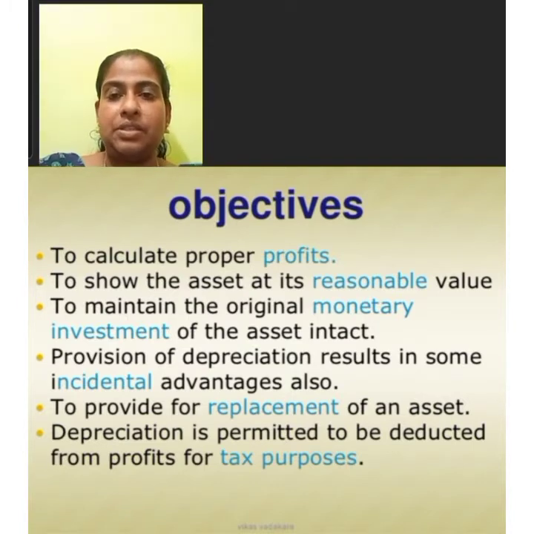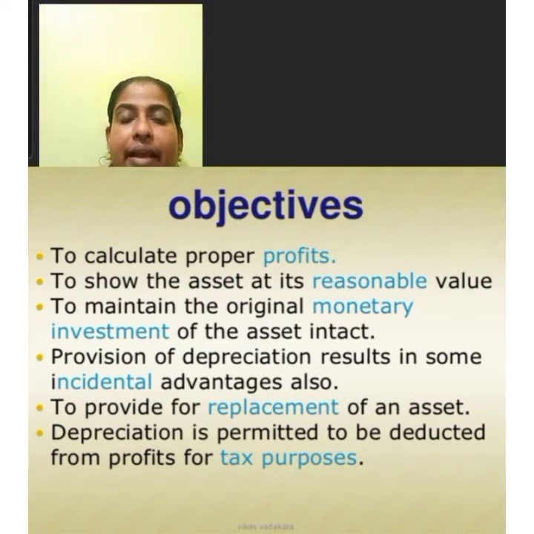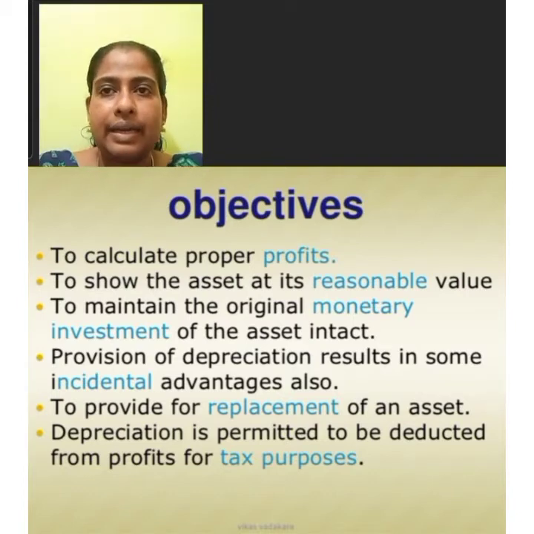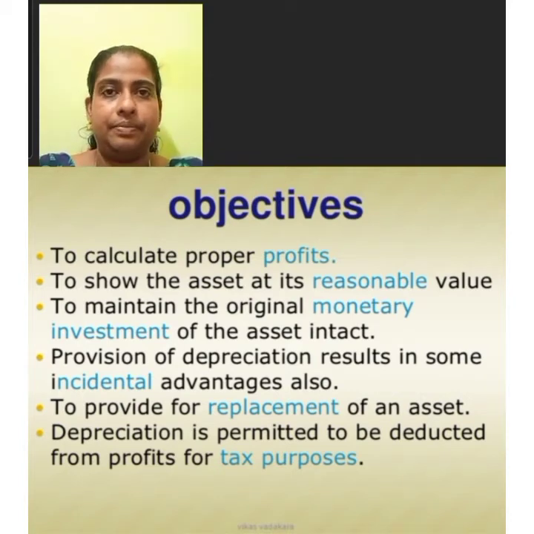Then first objective is to calculate proper profits. The loss in the value of the asset is undoubtedly a business expense. It must be recorded and shown at the debit side of the profit and loss account for the correct calculation of the net profit or net loss. The ultimate objective of the accounting is to determine the correct net income. This objective will not be achieved unless we account for the depreciation in the books of accounts.